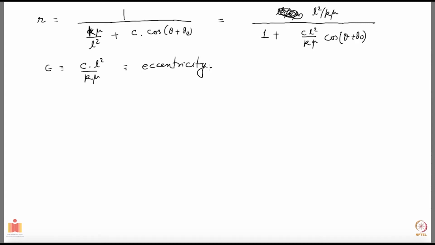Now I should determine alpha mu, correct. Now let me determine the constant C.